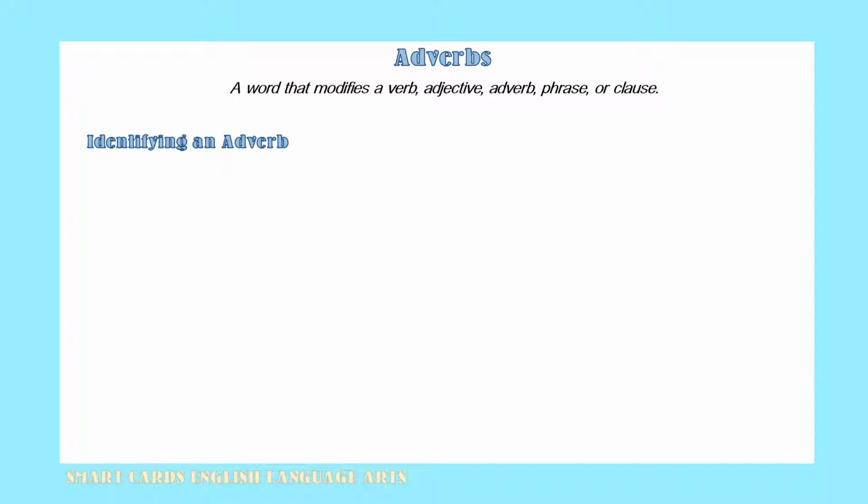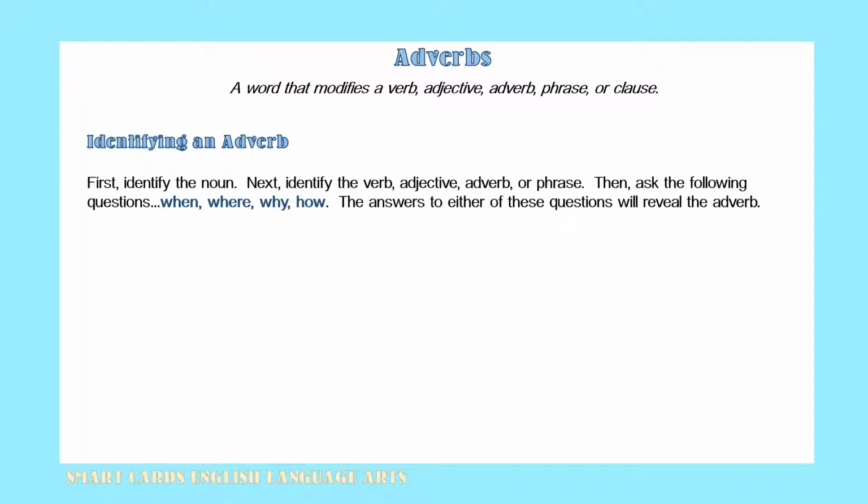Well, the first thing that we want to do is identify the noun. After we identify the noun, we can identify the words that describe the noun. After that, we're going to ask ourselves the following questions: when, where, why, or how? The answers to these questions will reveal the adverb. For instance, Frank is incredibly annoying to his quite passive wife.